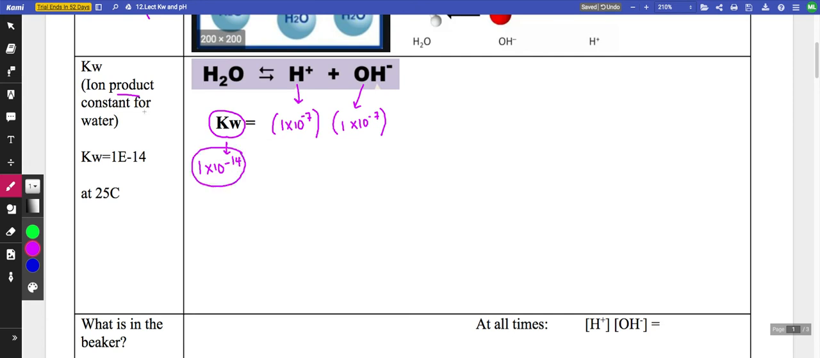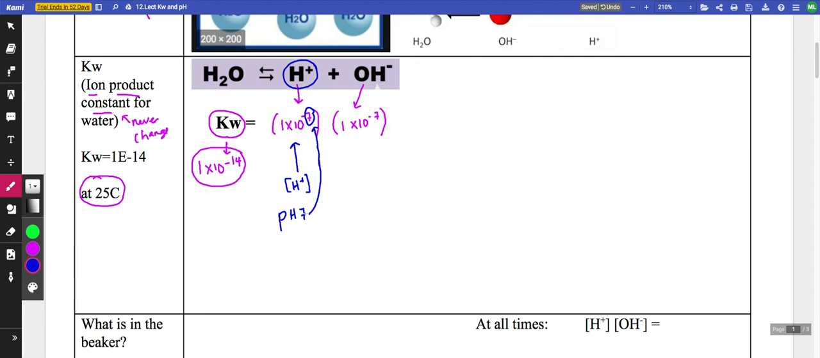This is called Kw. It is called the ion product constant for water. It's a product because you're multiplying two numbers. It's a constant because it will never change at this temperature. This right here is the amount of H plus, or the molarity of the H plus, right? If you look at the exponent, that is pretty much going to tell you the pH. This is pH 7 because of the power of 10.